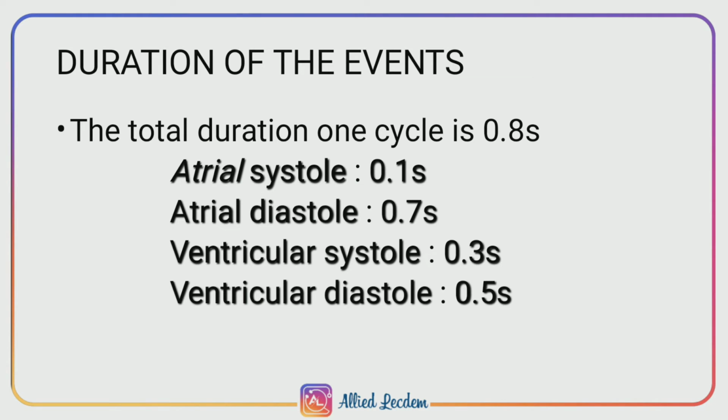Duration of the events. The total duration of one cycle is 0.8 seconds. So the atrial systole lasts up to 0.1 second, and atrial diastole for 0.7 seconds, and ventricular systole for 0.3 seconds, and ventricular diastole for 0.5 seconds.